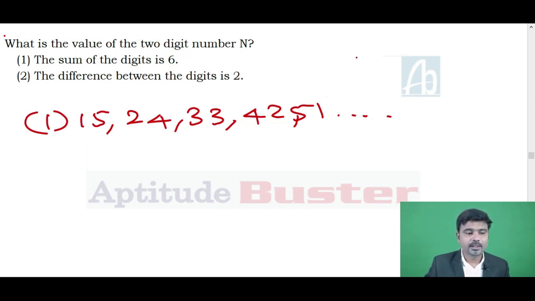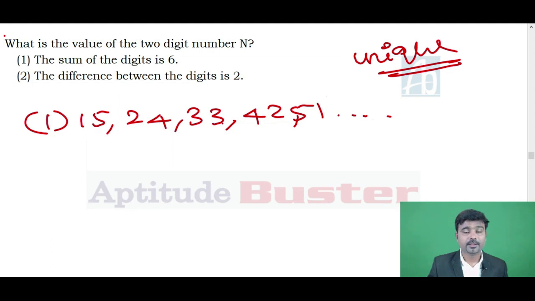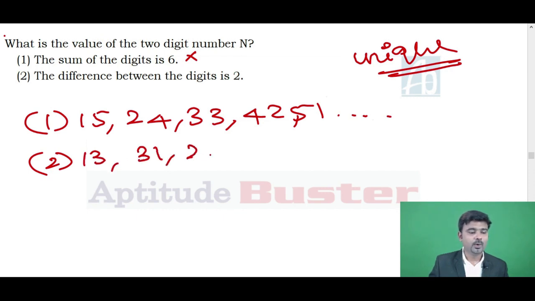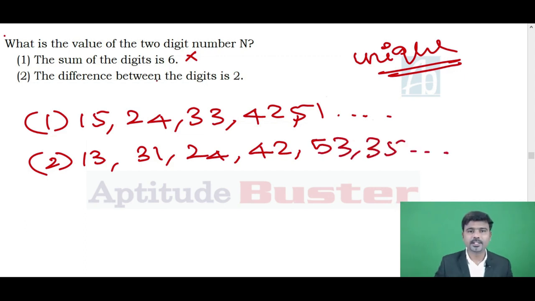We need to remember the word unique. Two-digit number, many possibilities are there. We don't get the unique value of a two-digit number. So the first statement is not sufficient. Read the second statement. Difference between the digits is 2. Example, 13 or 31 or 24 or 42, 53 or 35. Using the second statement, can you get a unique value of a two-digit number? No. Second statement alone is not sufficient.